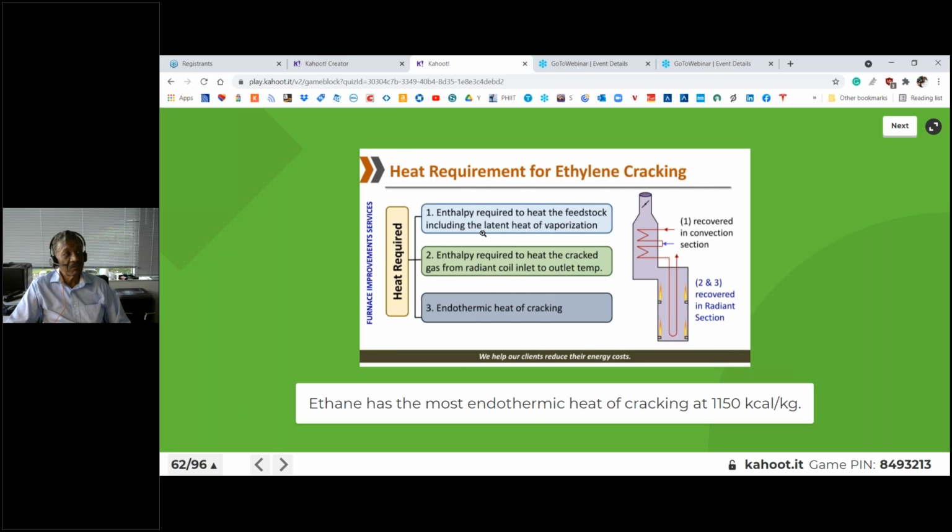And if you are processing naphtha, then you have to vaporize the naphtha. So that is another heat needed, which is the latent heat of vaporization. So you can see ethylene cracking is a highly energy intensive operation. Ethane has the highest endothermic heat of cracking at 1150 kilocalories per kg. So we need to provide a lot of heat.